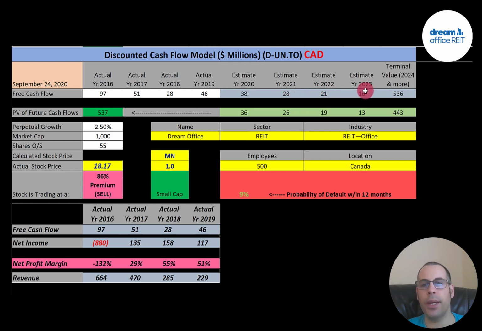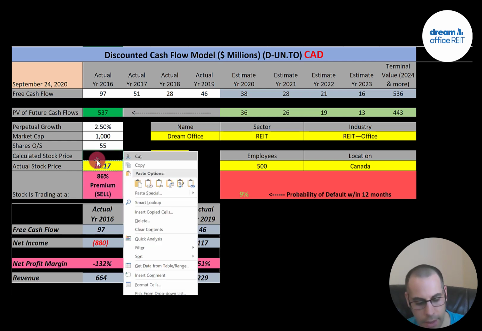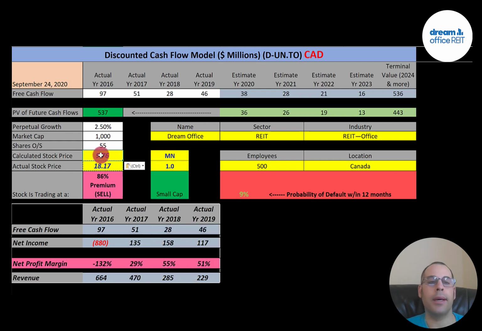We estimated 4 years of future free cash flows. We also estimated terminal value, which is all cash flows past year 4. That's $536 million. We discounted those numbers back to today using the weighted average cost of capital. We get a value of the company of 537 million Canadian dollars. We divide that by 55 million shares. We get a calculated stock price of $9.76. They're trading at $18, so they're trading at an 86% premium. It's a sell according to the model.